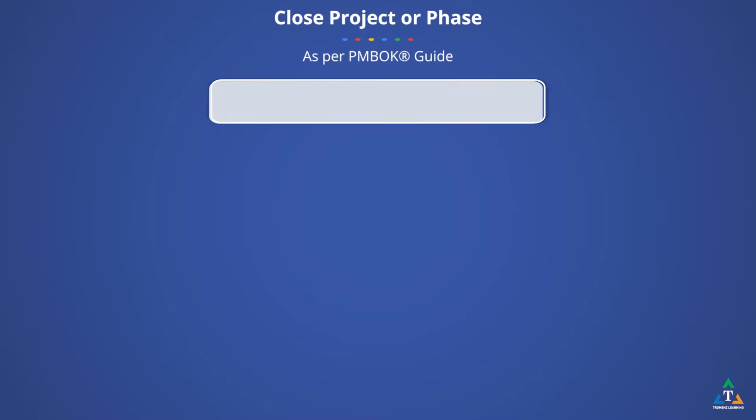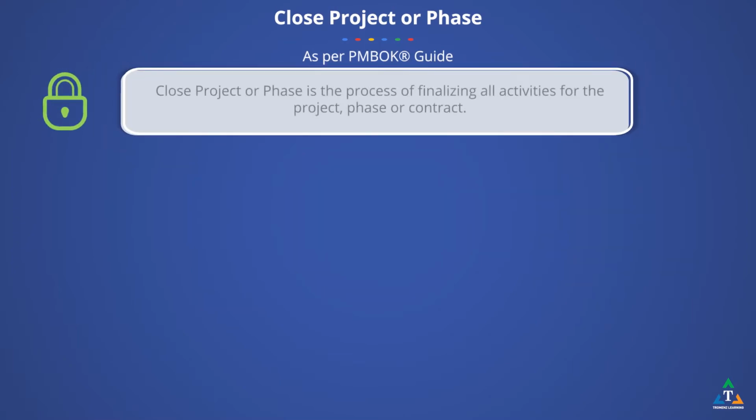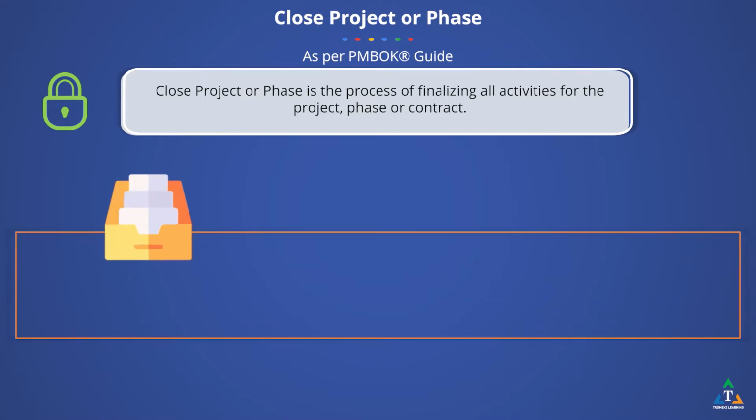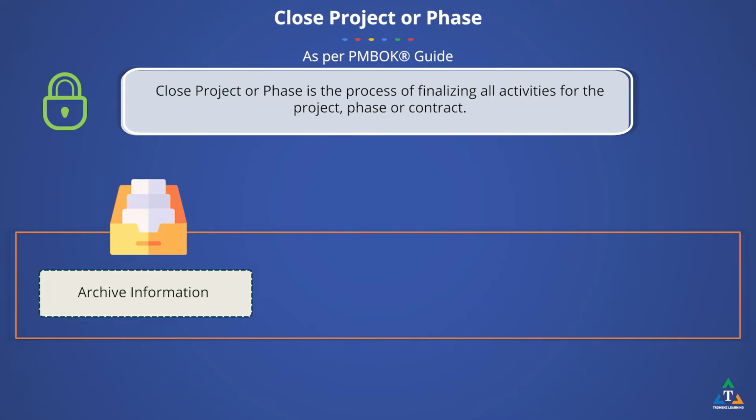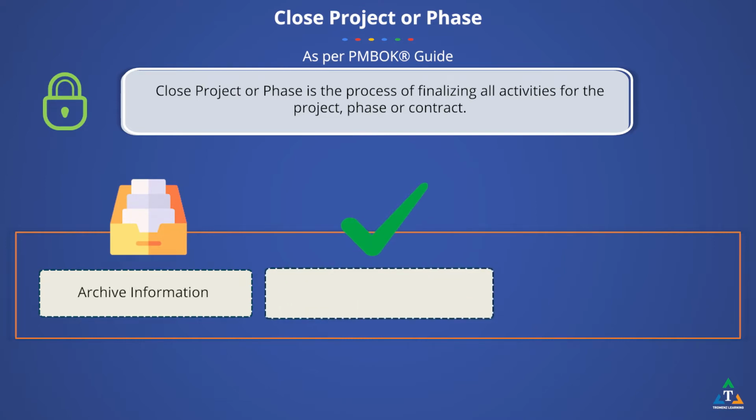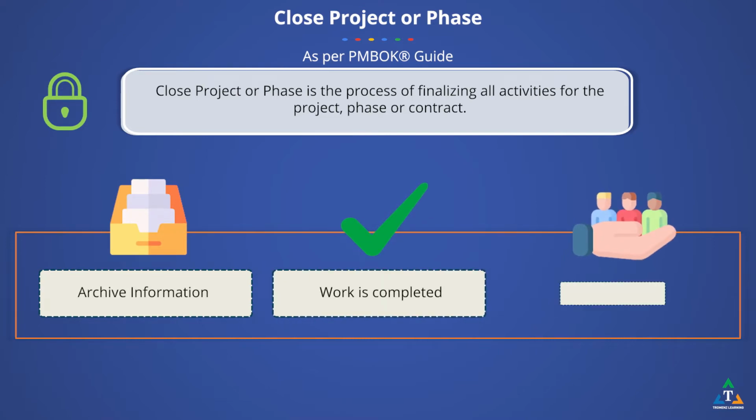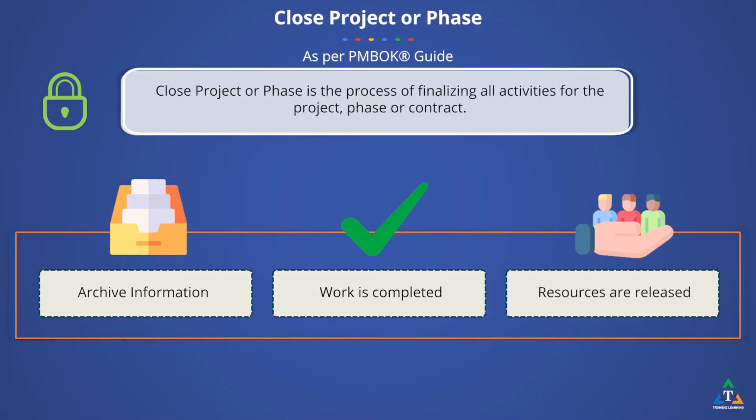Close project or phase is the process of finalizing all activities for the project phase or contract. The key benefits of this process are that the project or phase information is archived, the planned work is completed, and the organizational team resources are released to pursue new endeavors.